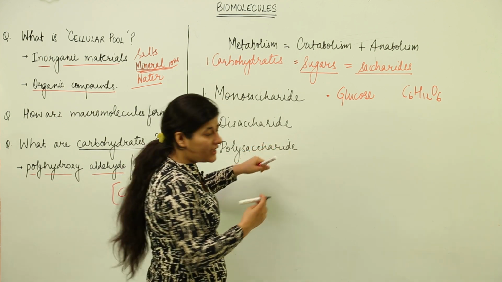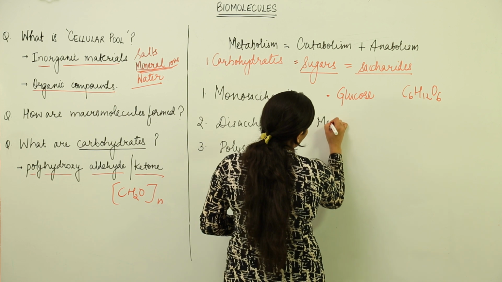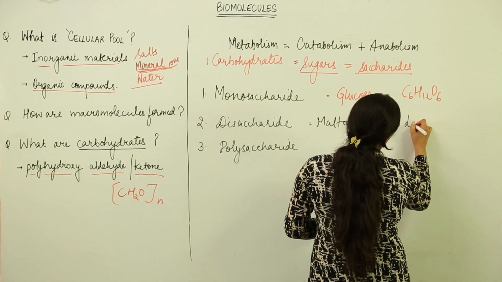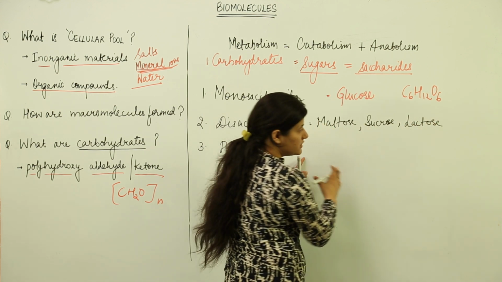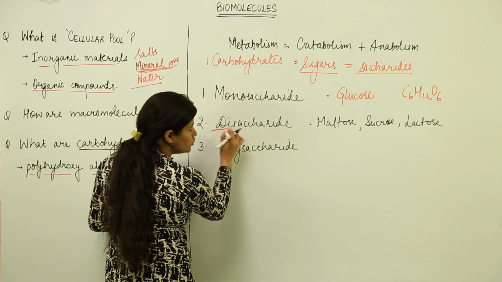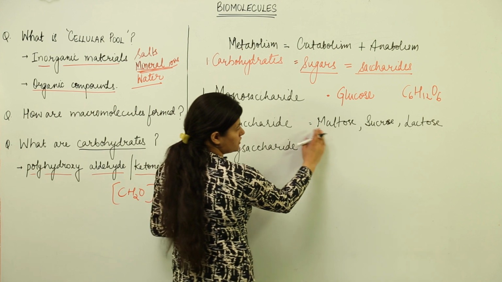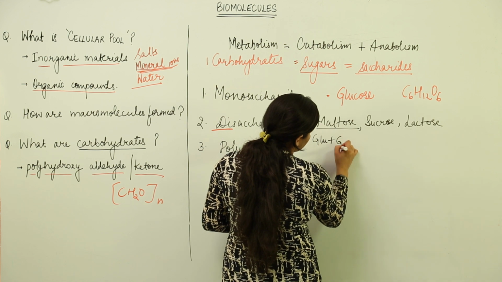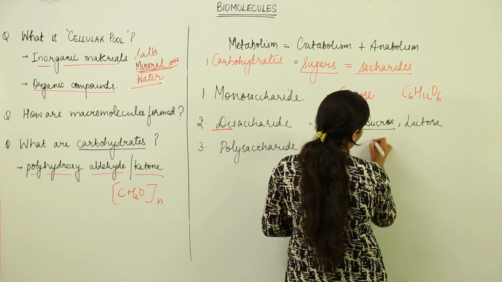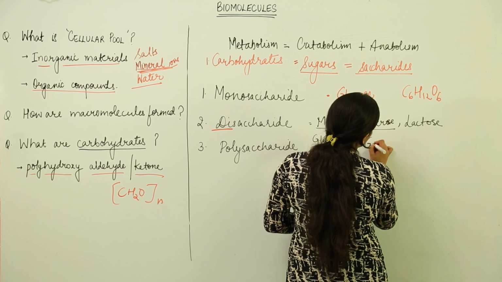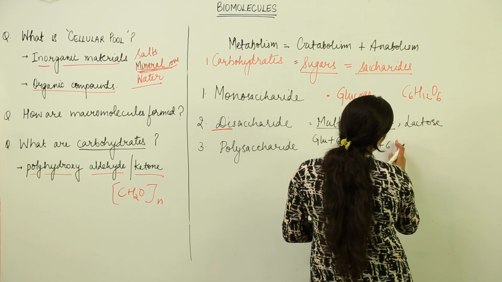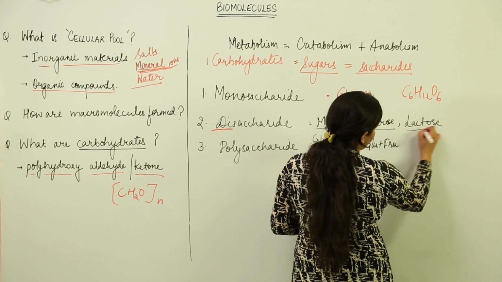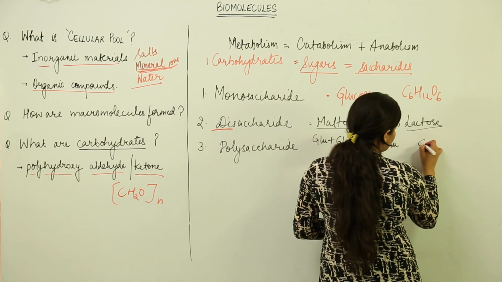we have examples like maltose, sucrose and lactose. Now these are disaccharides. As the name suggests, di means two. Maltose has glucose and glucose; it is a disaccharide of two glucose molecules. Sucrose is glucose plus fructose. And lactose, which is milk sugar, is galactose and glucose.